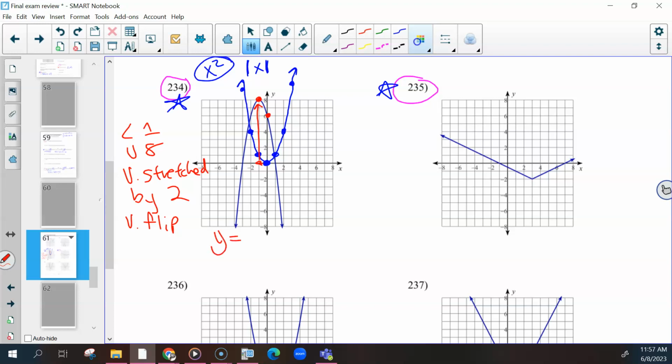So y equals the vertically stretched by 2 would be our a. The vertical flip is also going to go on the outside. It's going to go on the outside in front of a. The up 8 is going to go on the outside, but that's going to be k. And the left 1 is going to go on the inside, that's going to be h, but it's going to be opposite.